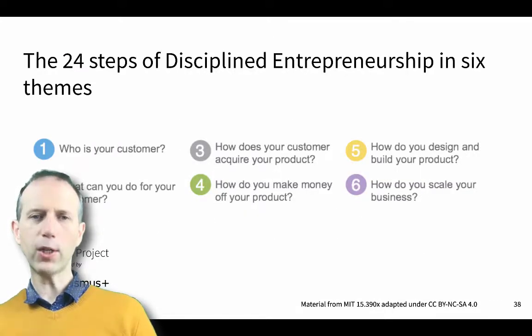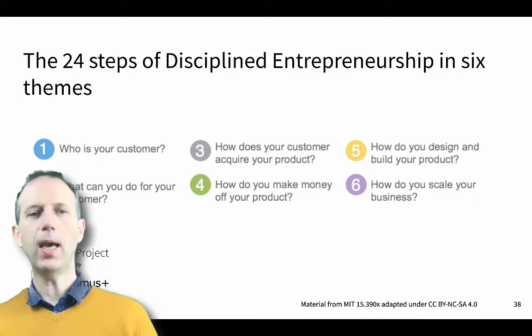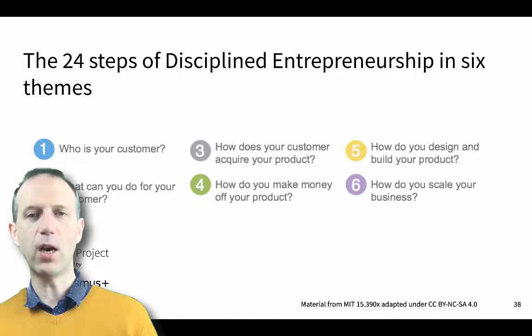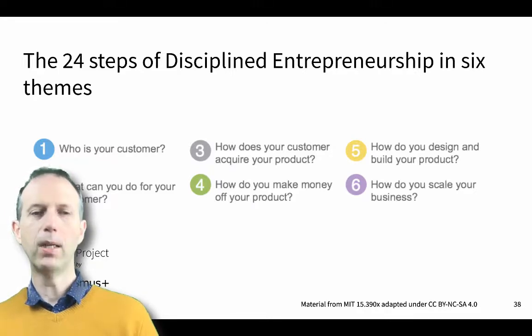So, I talked earlier about a structured process, and we use what's called Disciplined Entrepreneurship. Disciplined Entrepreneurship is a framework developed by Bill Aulet at MIT, and it consists of 6 overall general themes, and within those themes, when you add them all up together, we have 24 steps. So sometimes you will hear us talking about the 24 steps of Disciplined Entrepreneurship or the 24 steps of DE. Those 6 themes are as follows.